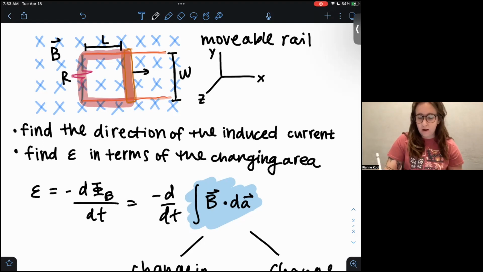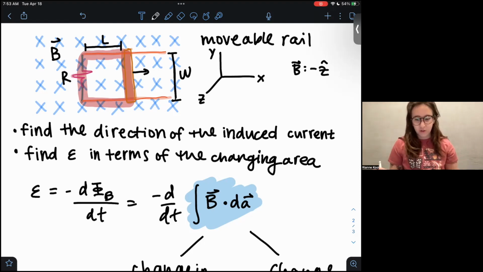So we can see that our magnetic field is in the negative Z direction, and our area is changing. Our area is changing in the X direction. Basically, this rail can move freely across these other two pieces of metal, these other two conductors. As that area changes, it will induce an EMF, because the area enclosing our magnetic field is increasing.